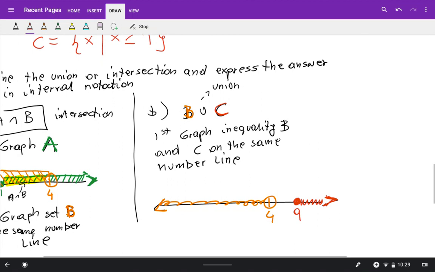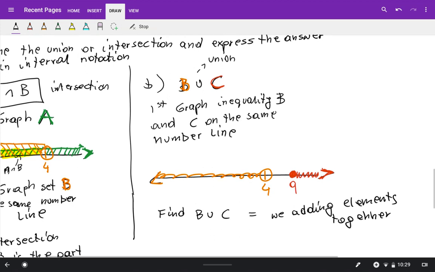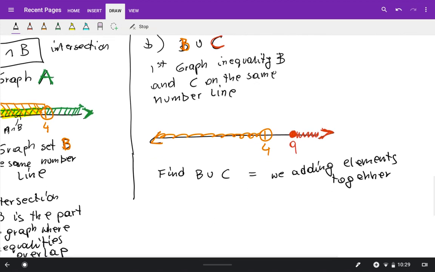Okay, and now what I'm asking you to find is the union. Find B union C. So don't forget that union means we're adding elements together. So union, it's not intersection. Yes, I know that we don't have intersection. However, union will be all the elements from set B, which we're going to write down as from negative infinity to 4, plus, which we're using union, all the elements from set C, which is 9 to positive infinity.